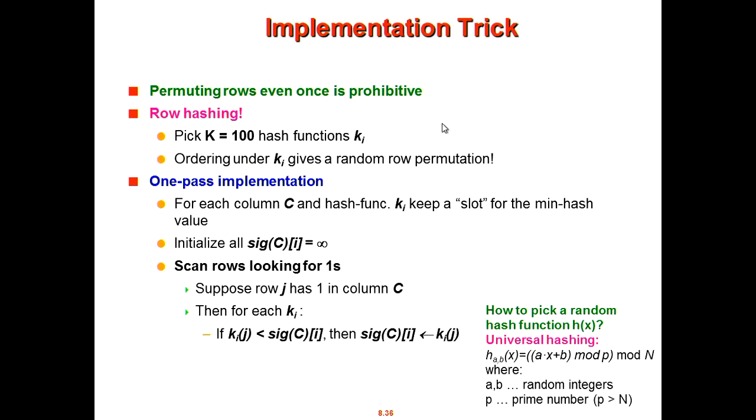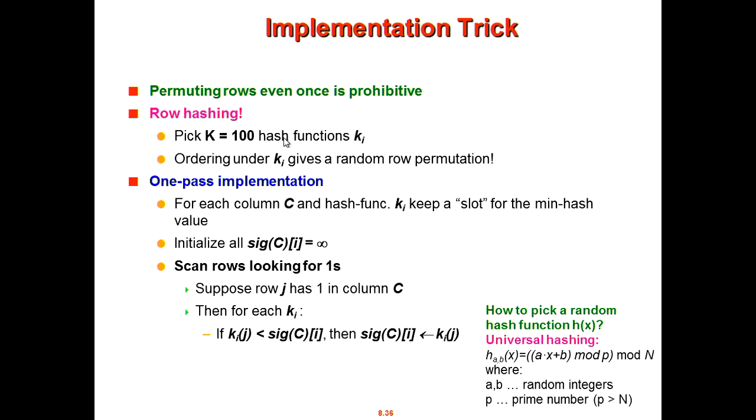So that's the idea. But how can we do the implementation? We cannot do the real permutations, right? We cannot really permute rows for a large matrix, since that has very high complexity. And so what we do instead is called row hashing. The idea is that we assume that we have 100 hash functions, hi, and the ordering from hi gives a random row permutation. So that's called row hashing. We just hash each row to a different number, and as a result, the original order of these rows, by this hash function, will be changed to a new row permutation, a new order for the original order. Okay, so that's the idea.